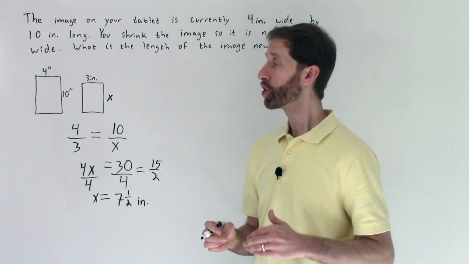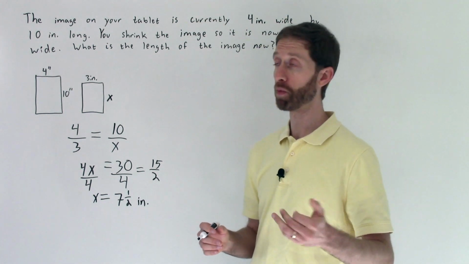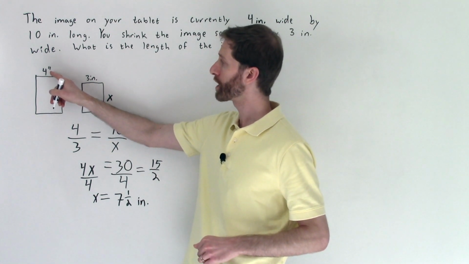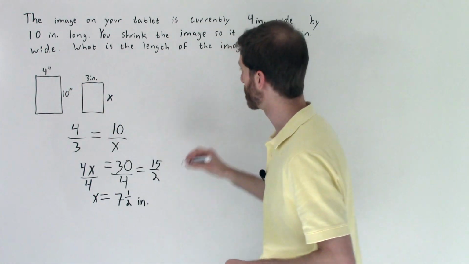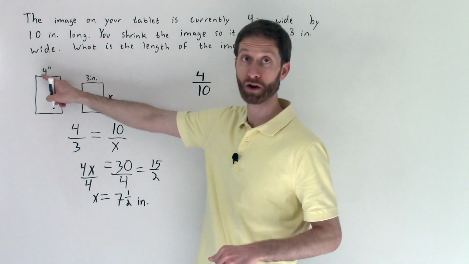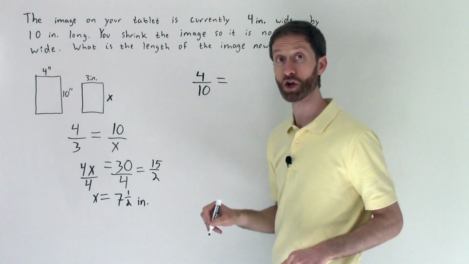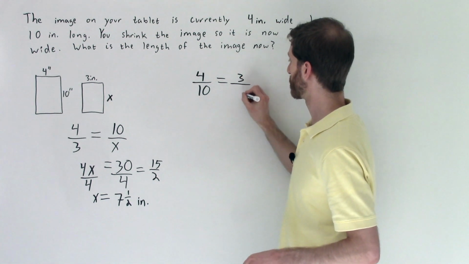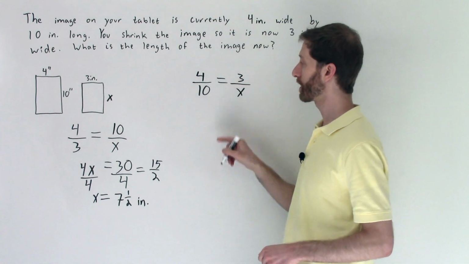I do want to show you that we could do this problem by setting up a slightly different proportion. We could also look at the ratio and say, well, the ratio between the width of the bigger image and the length of the bigger image is 4:10. That would be width of bigger image to length of bigger image. And now we'll go to the smaller image. The ratio there would be the width of the smaller image to the length of the smaller image. So we're going width to length, width to length.